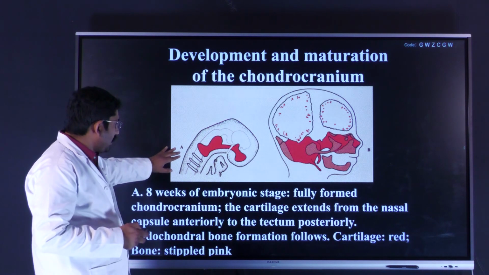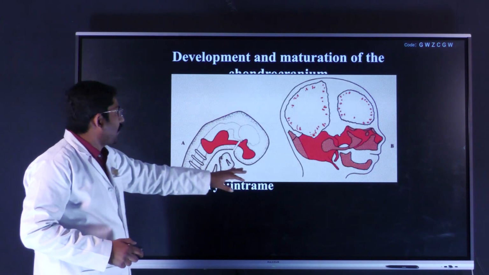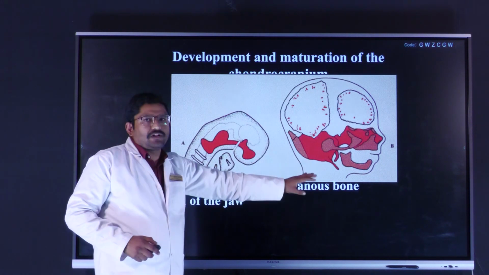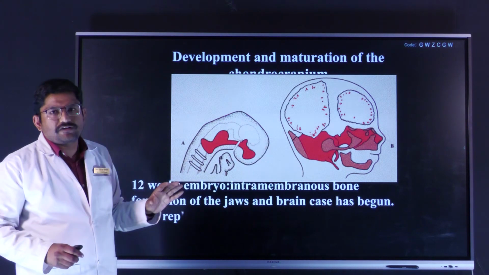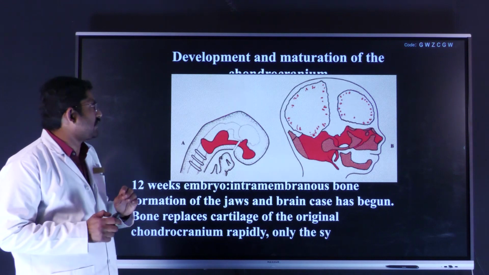Now coming to the 8th week intrauterine embryonic stage, and this is the 12th week embryo. Here you can see a classic difference between the endochondral ossification bones and the intramembranous ossification bones.